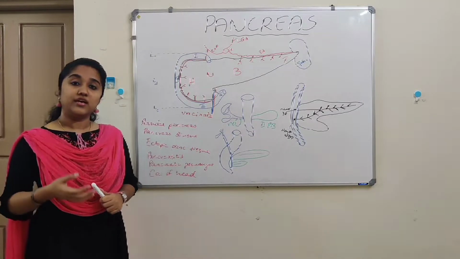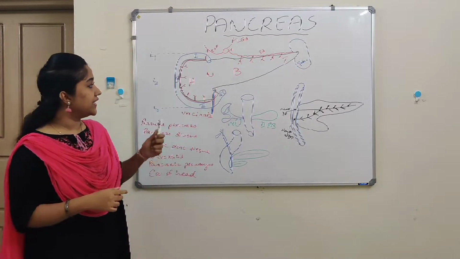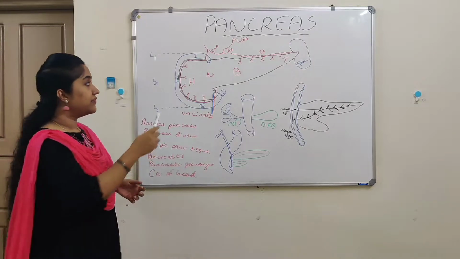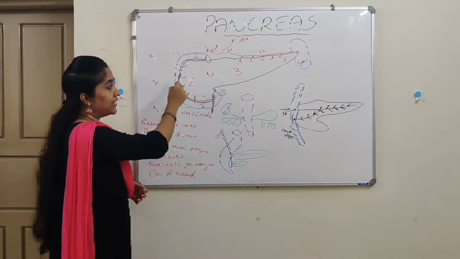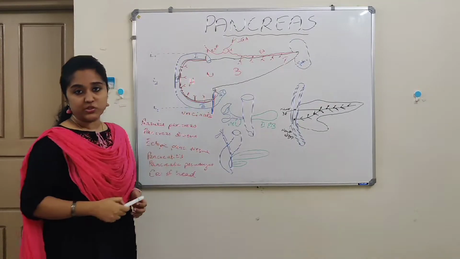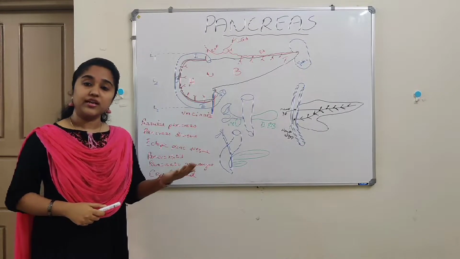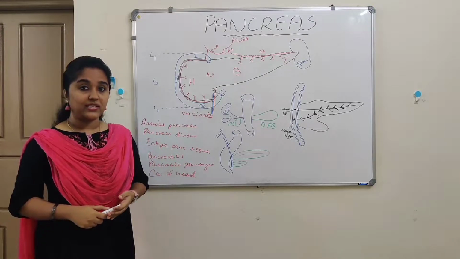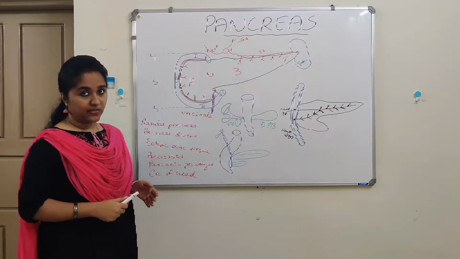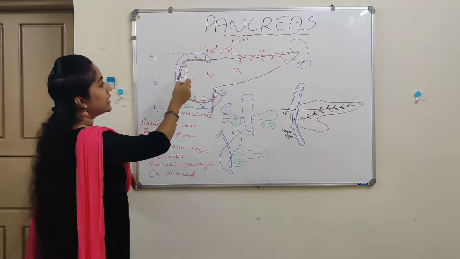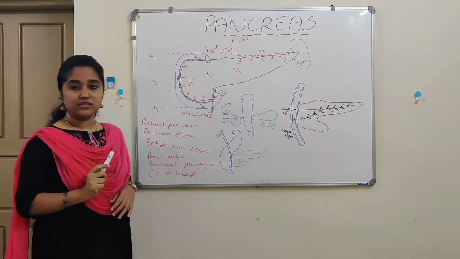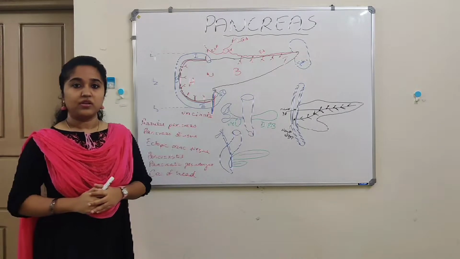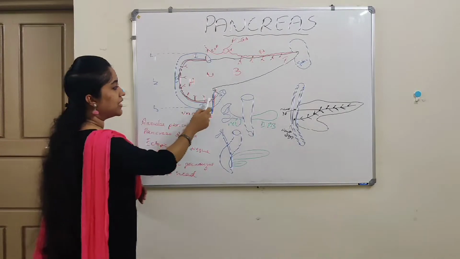Now we learn about the relations of the head. You can see here, anterior relations are the first part of the duodenum, then the transverse colon which is coming here, and then the coils of jejunum. Then the posterior relations are the common bile duct and inferior vena cava. Whereas the superior relation is the first part of the duodenum and the inferior relation of the head is the third part of the duodenum.